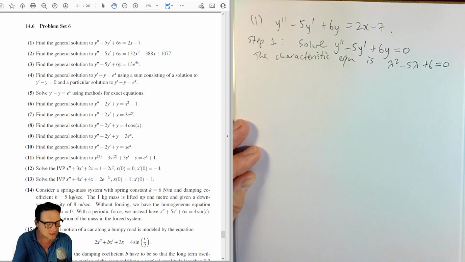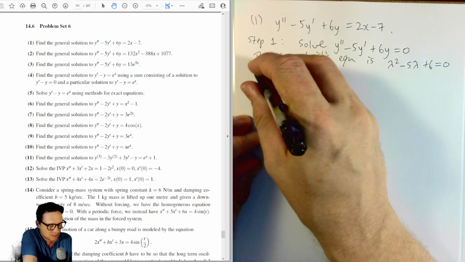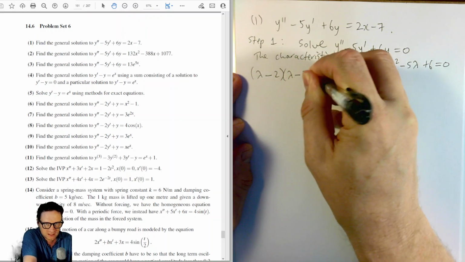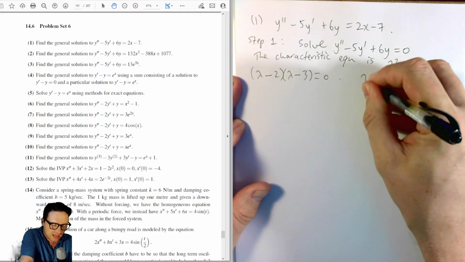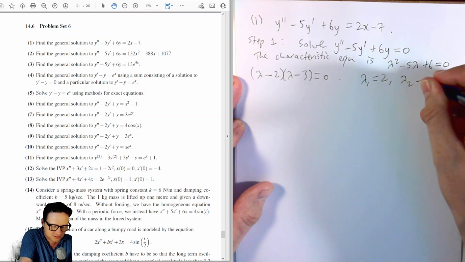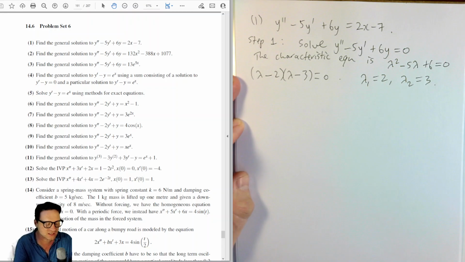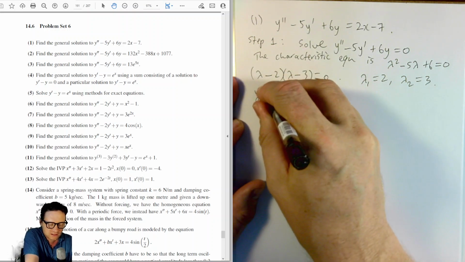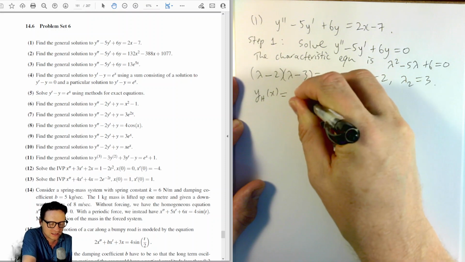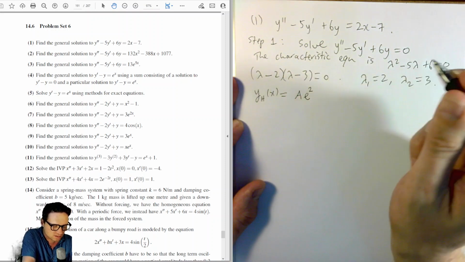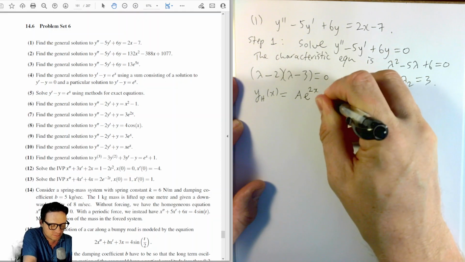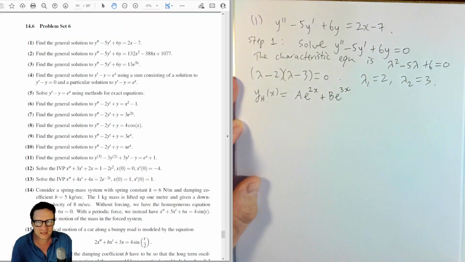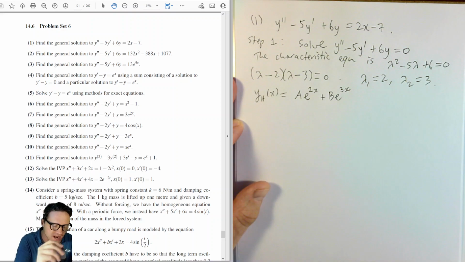Okay, we can factorize this one because 6 is 2 times 3 and the sum is 5. So lambda minus 2 times lambda minus 3 equals 0. And we get lambda 1 is 2 and lambda 2 is 3. All right, so this gives us the homogeneous solution y as a function of x, but I'll put a subscript h for homogeneous, is equal to a e to the lambda 1 times x, so 2x, and then plus b e to the 3x. I'm taking the lambda 1 and the lambda 2 and putting them in the exponents. All right, so here's our homogeneous solution.